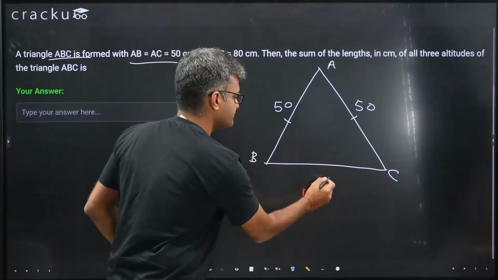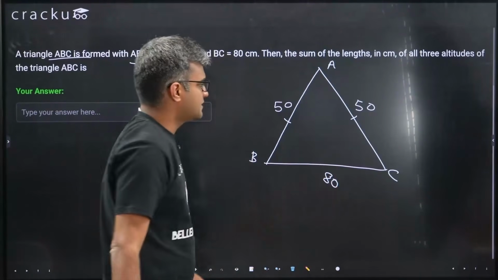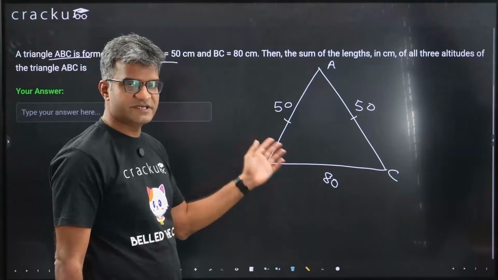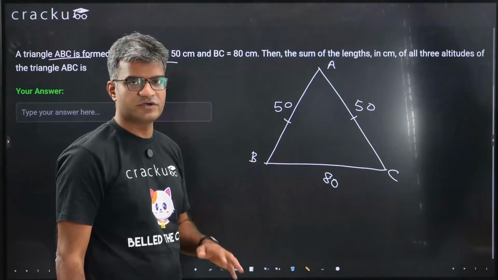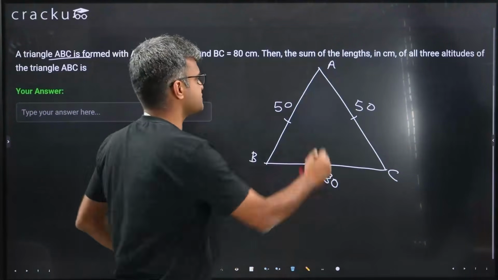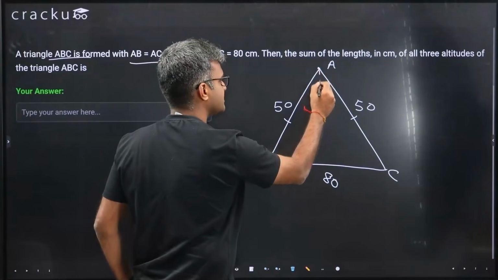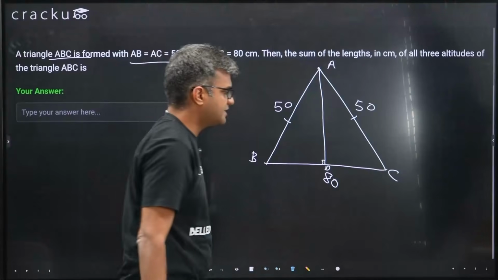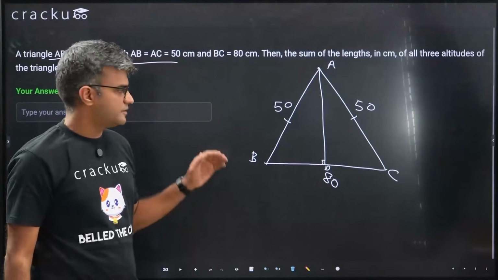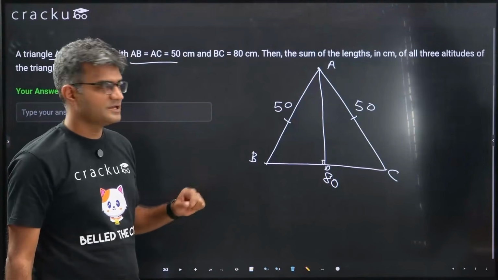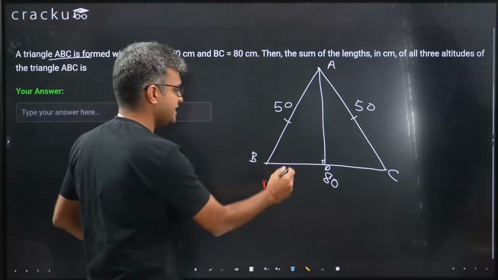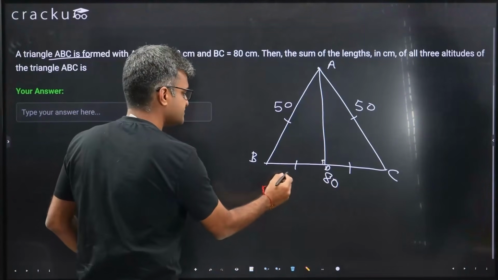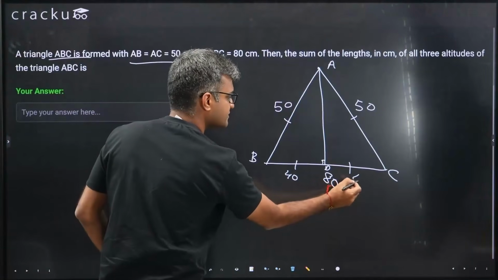So we have to first calculate the area of this triangle. Once you calculate the area, we know the base of this triangle and we can calculate each of the altitudes. To do that, let us first draw a perpendicular from A to BC. Let this be D. AD is the altitude of the angle A. Because this is an isosceles triangle, D will be the midpoint of BC. Both of them will be the same. So this is 40 and this is 40.